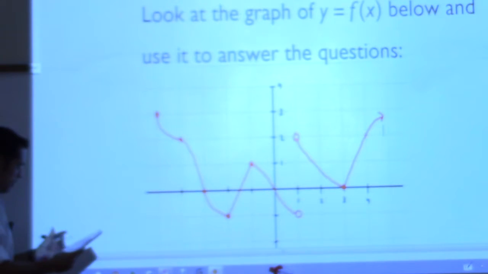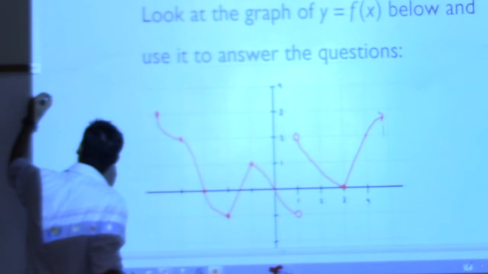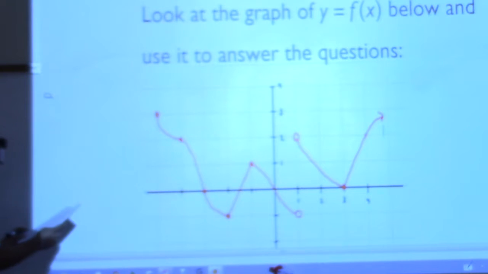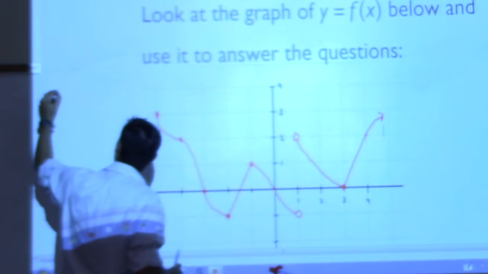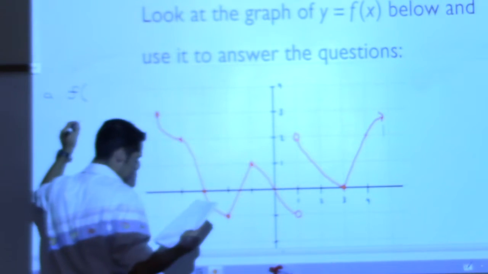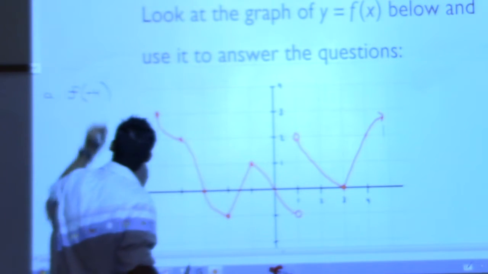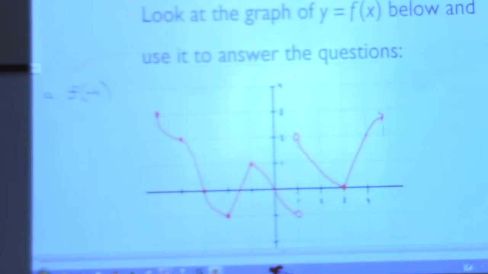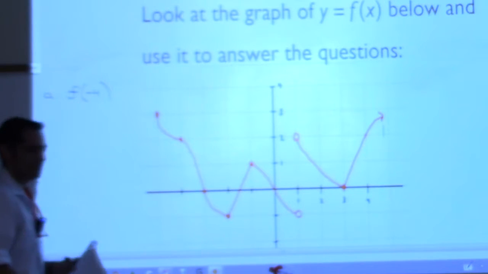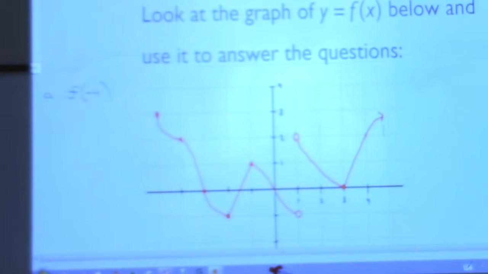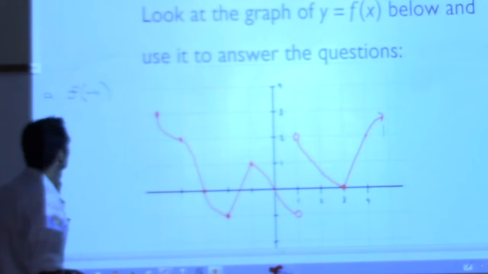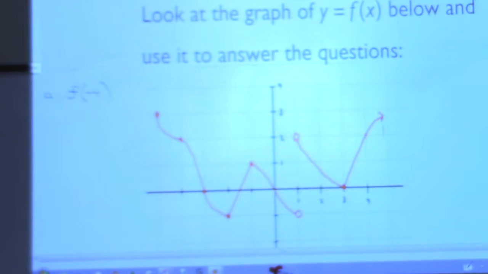Okay, so for this example, part A, we want to find f of -4. All right, so I'm going to call on people here. You'll have to turn your name things around so I can see you. And we'll just start right here with Kayla, right? I'll give you a minute to take a look. F of -4.